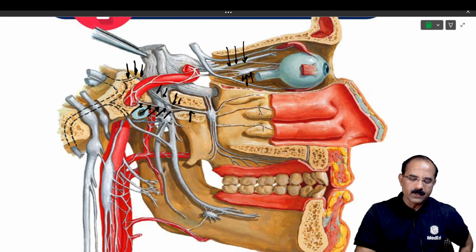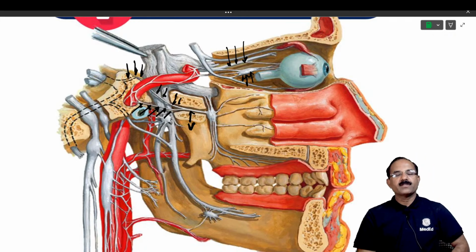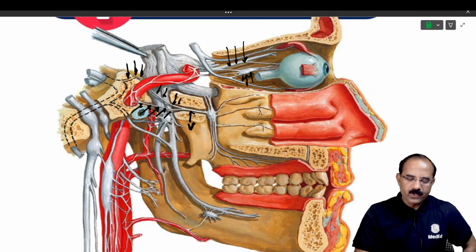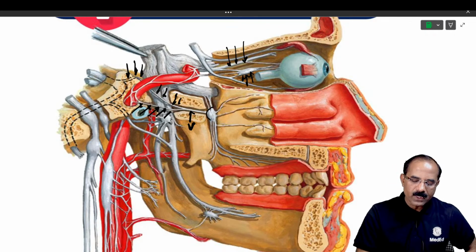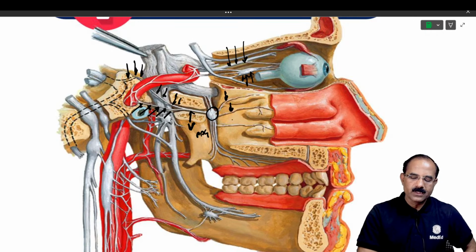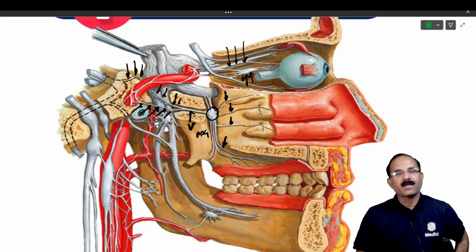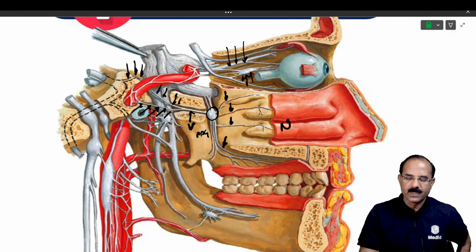Now what is this? That's the Vidian nerve. Now this Vidian nerve will go in a ganglion. What is this ganglion? That's the pterygopalatine ganglion. And what are these? These are the postganglionic fibers which supply the nasal glands, the palatine gland, the pharyngeal glands, the lacrimal.